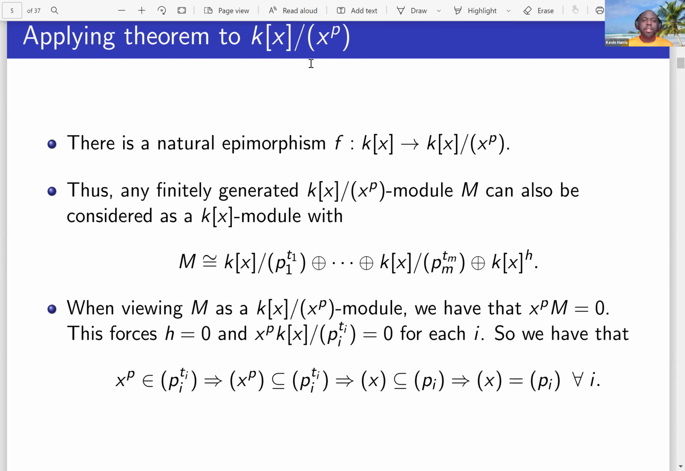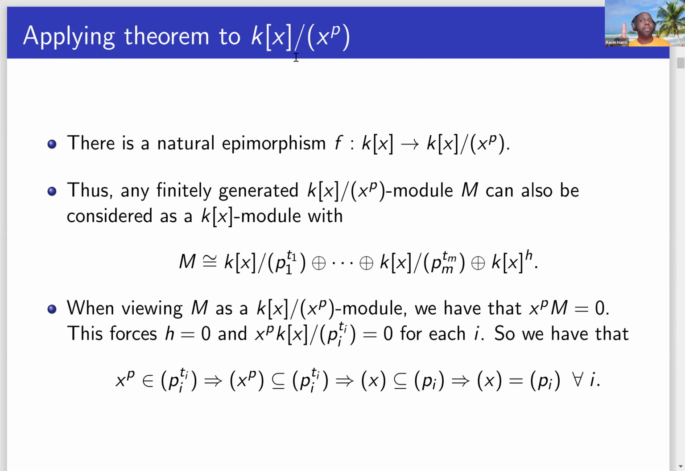So what we do is we take the ring k bracket x mod out x to the p. So we take a truncated polynomial ring, but it's just in one variable. So basically a1p, if you want to think about it like that. And just think about how we have a natural epimorphism from k bracket x to k bracket x mod out x to the p.